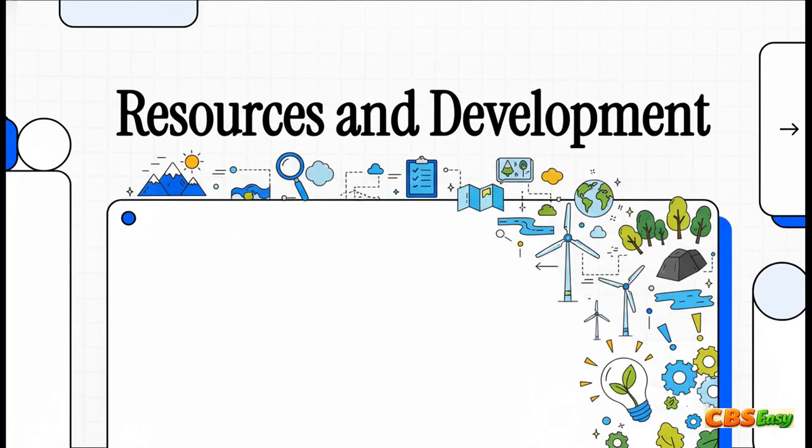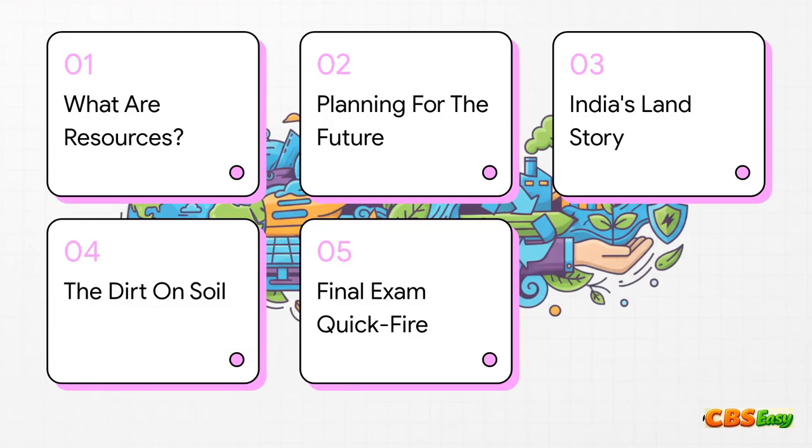and development. We're not just going to skim through it. We're going to give you all the key concepts and value points you need to absolutely ace this chapter. So, here's our roadmap. We'll kick things off by defining what a resource actually is. Then, we'll get into why planning is so critical, take a close look at India's land and soil situation, and finish up with a quick-fire round of must-know facts for your exam.